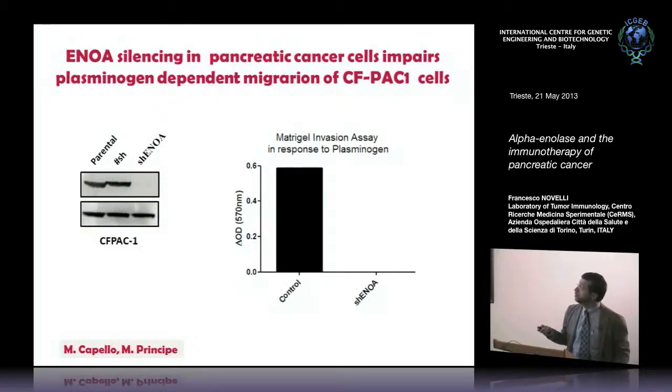Another way to further confirm the requirement of alpha-enolase for the plasminogen-dependent migration was silencing by shRNA, and we silenced enolase expression on CFPAC1, and as you can see, the cells in which enolase was functionally silenced were completely unable to respond to the plasminogen and invade Matrigel.